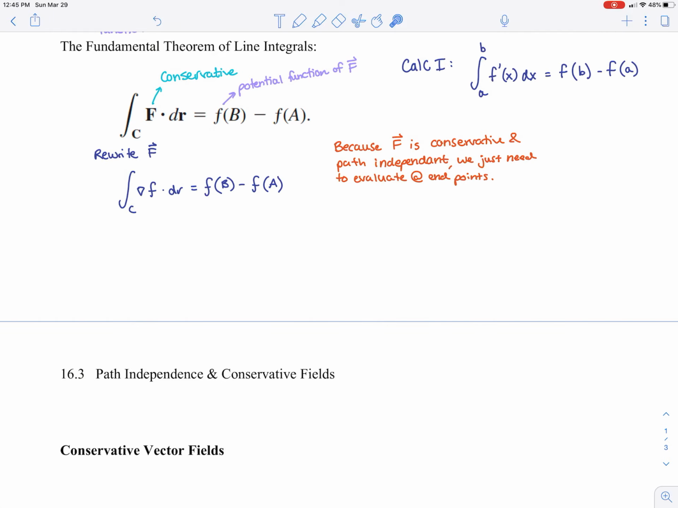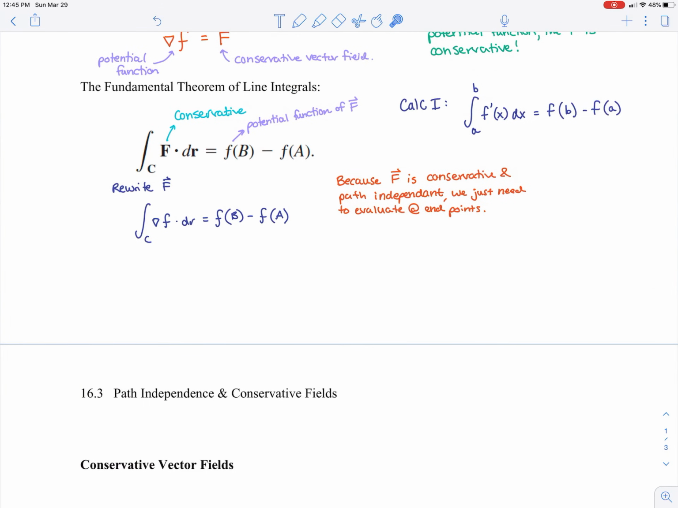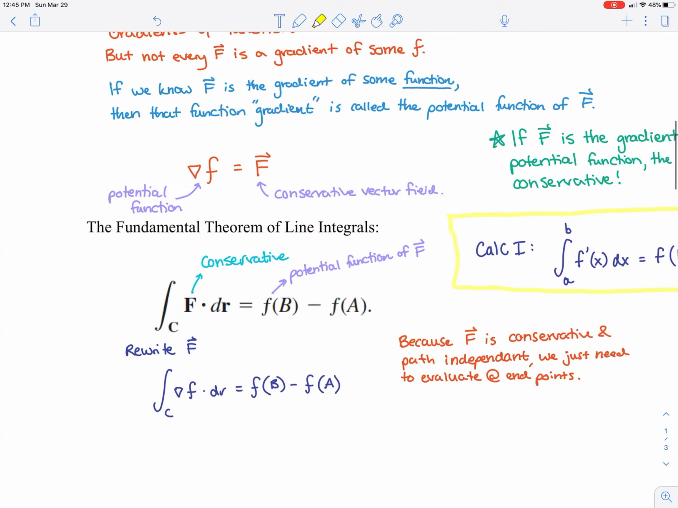So if we're given a conservative vector field, we can ungradient it, undo the gradient to find that potential function, and then just evaluate the potential function at the endpoint minus the potential function at the beginning point. And so this is the multivariable version of the fundamental theorem of calculus. Let me just box this. That is our Calculus 3 version of that formula.